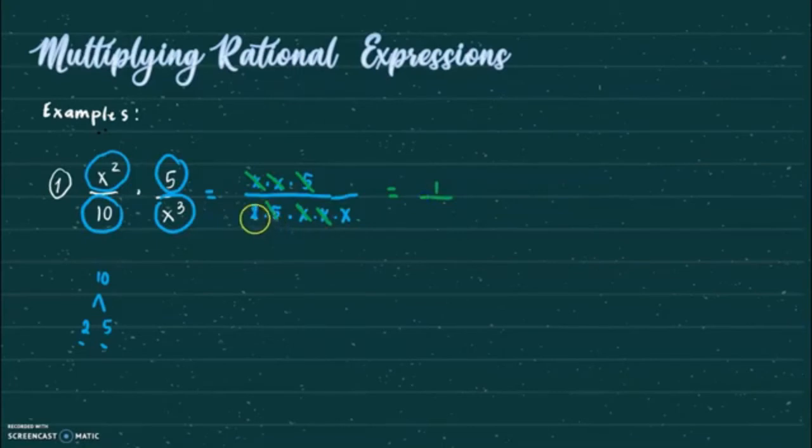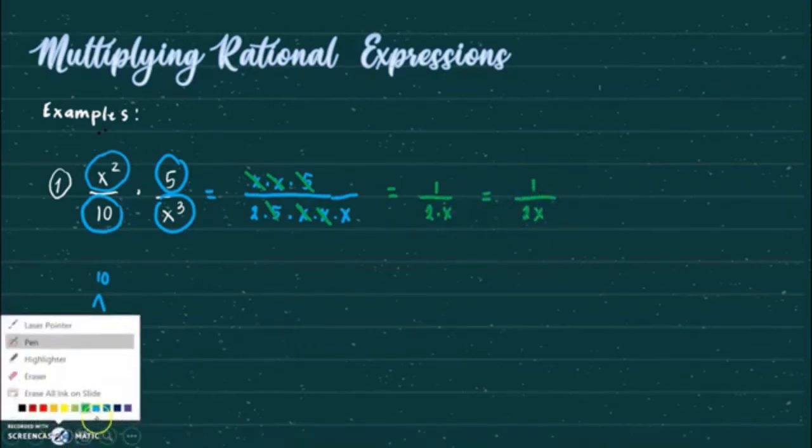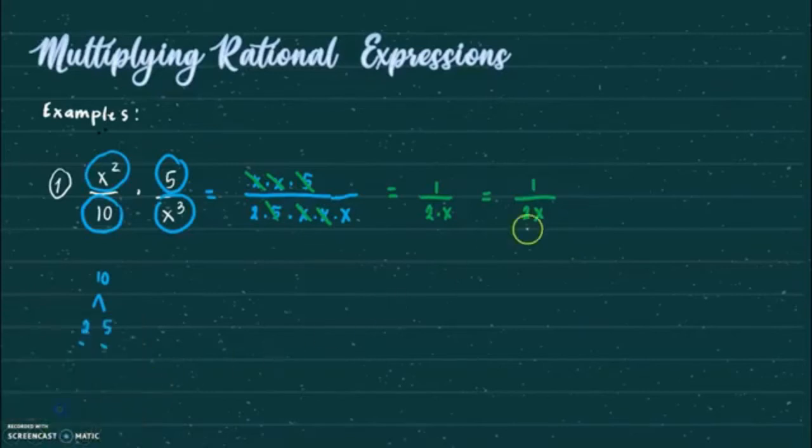For the denominator, we are left with 2 and x, so that would be equal to 2 times x. Multiply the denominator, you have 2x. And that is already our final answer. So the product of x cubed, x squared over 10 times 5 over x cubed is 1 over 2x.